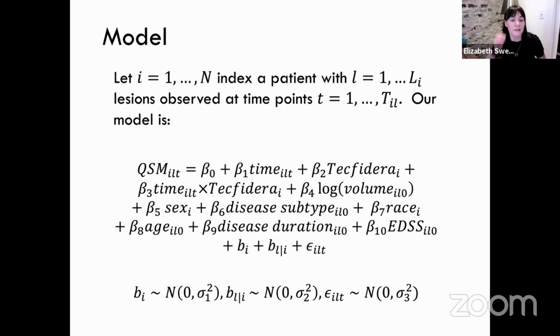So here's our model. We let i index a patient, l index a lesion, and t index a time point. We have our mean QSM at each time point. We regress that on time and an indicator of being on the drug Tecfidera. This is our coefficient of interest, our time and Tecfidera interaction. Then we have the log volume of the lesion at baseline, the sex of the patient, the disease subtype at the time that they started the treatment, race, age, disease duration, and expanded disability status score. We include a random effect for subject and a nested random effect for lesion within subject.